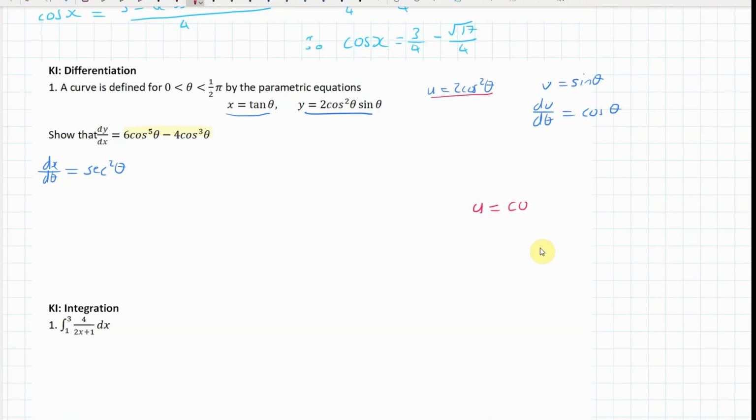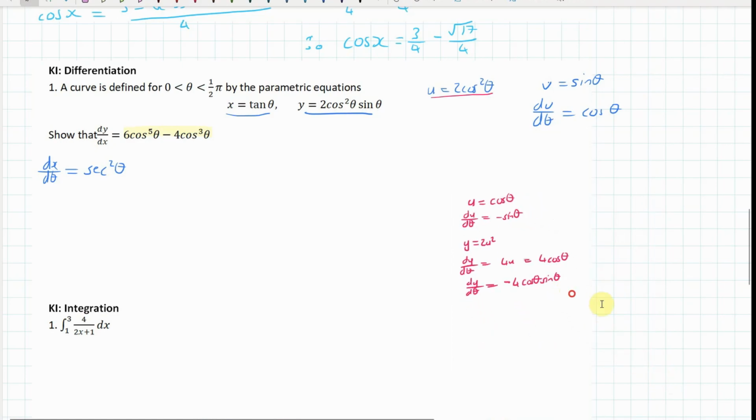u is equal to cosine theta, and du d theta in this case, so we're using the chain rule here, would be negative sine theta. And then y is equal to 2u squared, and so dy d theta would be equal to 4u, in this case 4 cosine theta. Therefore dy d theta is equal to 4 cosine theta times negative sine theta, which is negative 4 cosine theta sine theta.